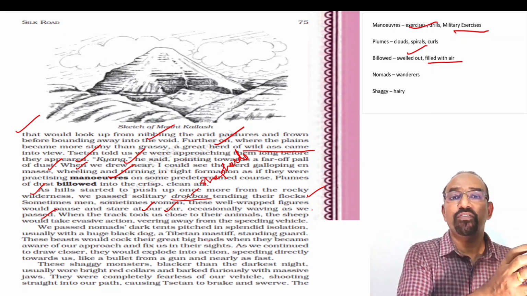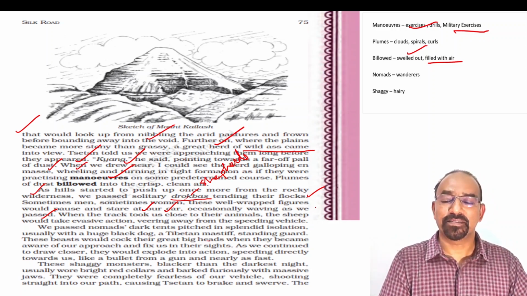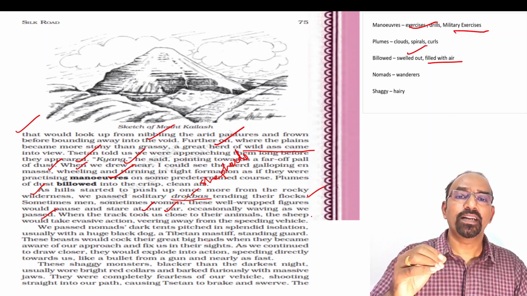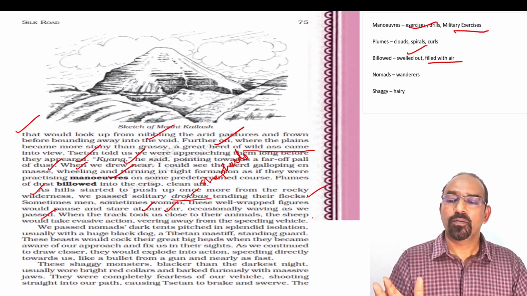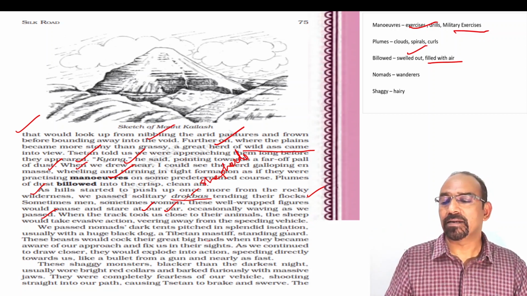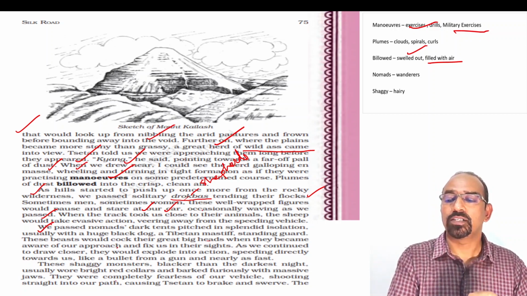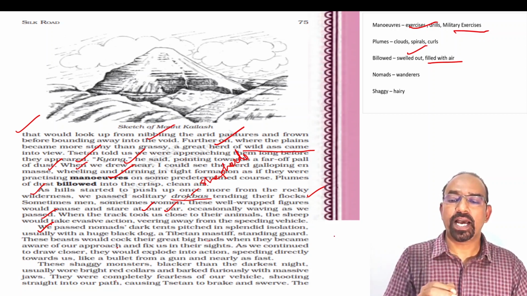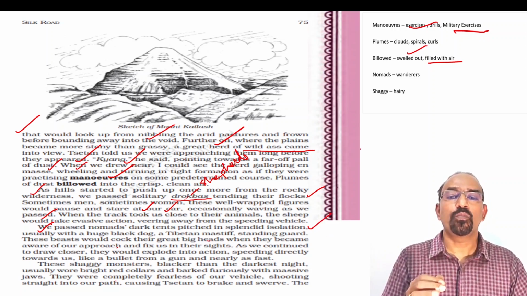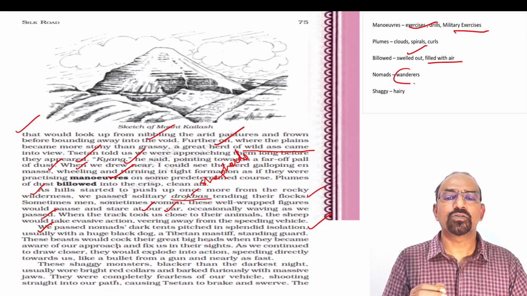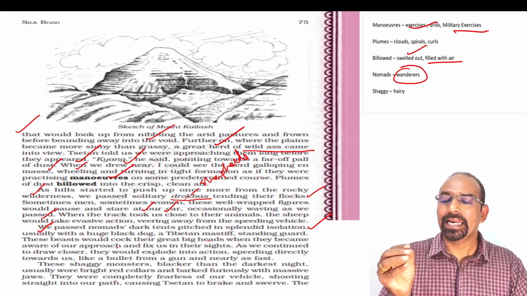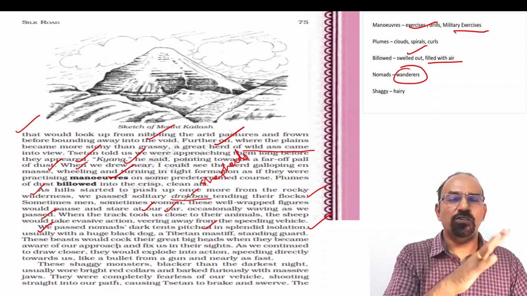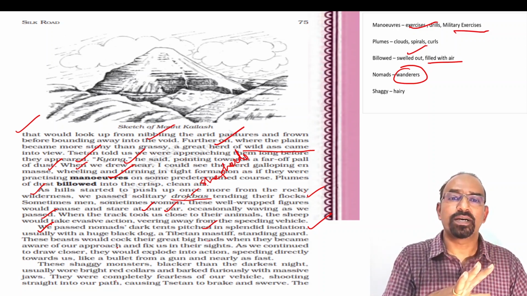They veered away from the speedy vehicle because they couldn't tolerate that much vehicle on the route. So they moved away from our vehicle. We passed nomads, dark tents pitched in splendid isolation. These nomads means these wanderers. Their tents, dark tents, they pitched in splendid isolation, not in a group.